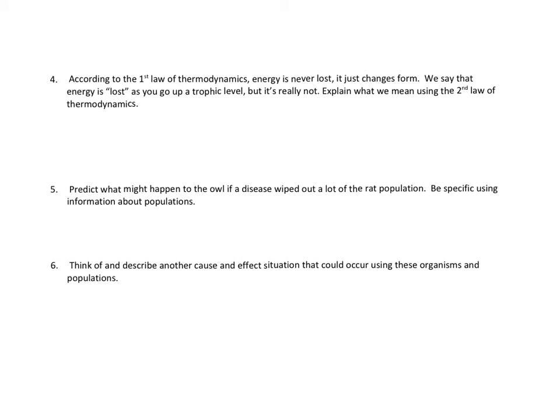So the rest of these questions here are asking you to apply some of the concepts that we've been talking about in our video lessons and in class about the second law of thermodynamics, and also predicting what might happen if one particular part of the food chain were to experience a disease and the population were to go away. And describe another situation, another cause and effect situation, using the organisms on the food web you've constructed.